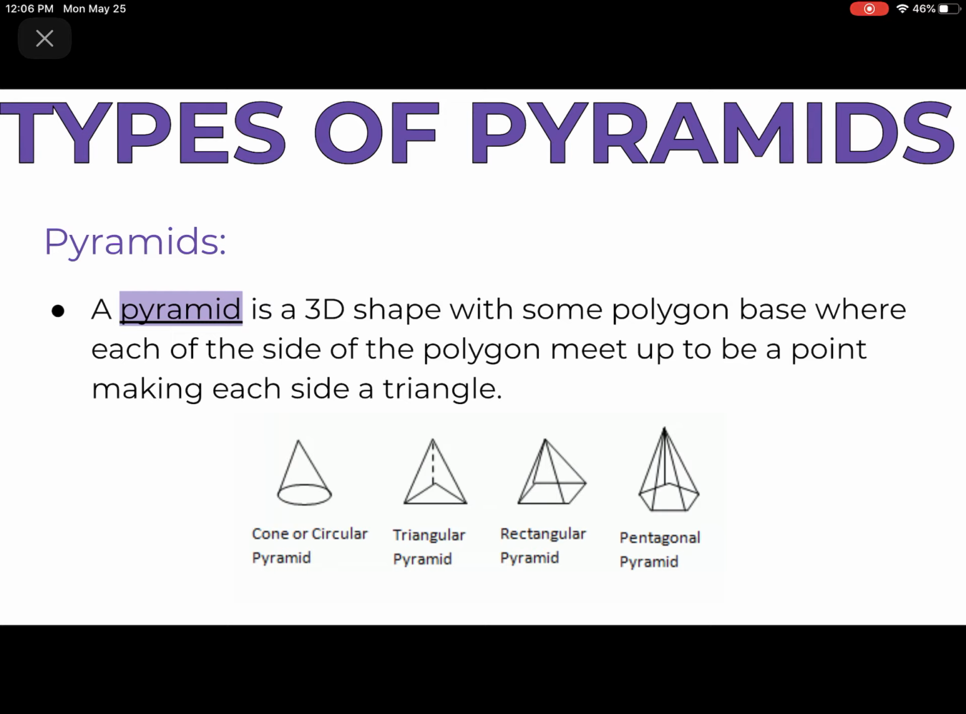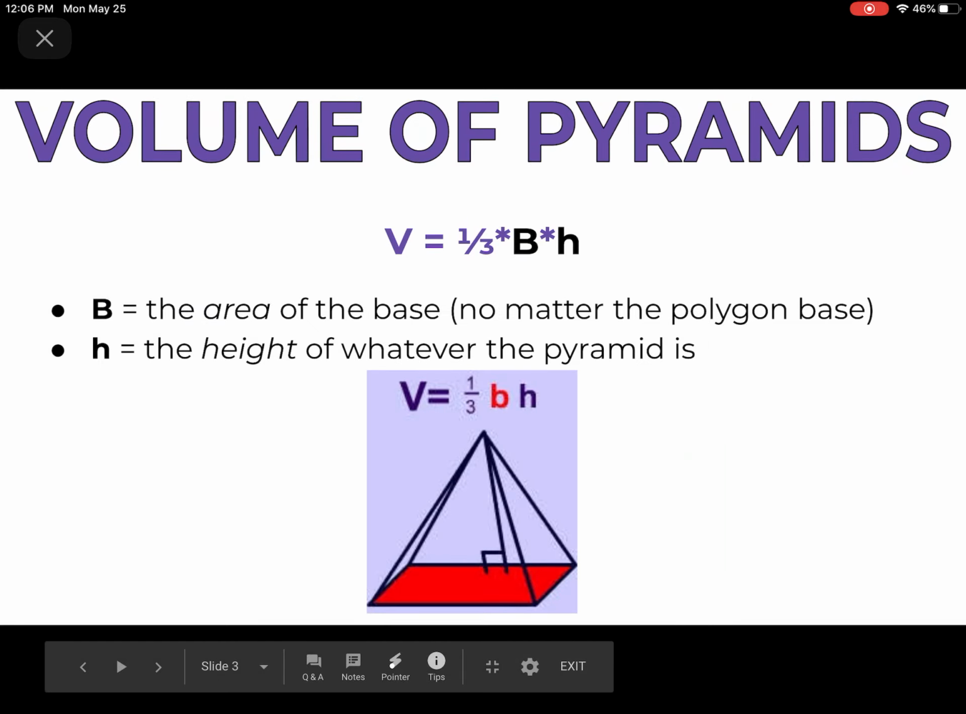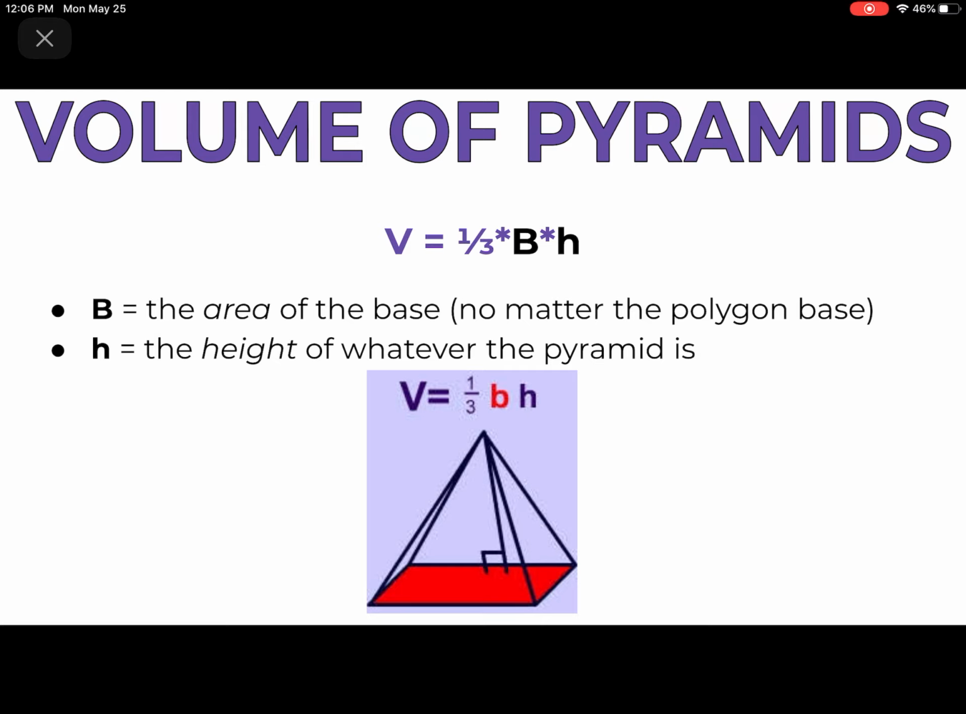A pyramid is a 3D shape with some polygon base, where each of the sides of the polygon meet up to be a point, making each side a triangle, okay? So our first type is a special case because there are no triangular sides, but it does meet at a point on top. The volume of pyramids is going to be 1/3 times the base times the height. The base is going to be the area of the polygon base, no matter what type of polygon it is, and the height is going to be the height of whatever the pyramid is, okay?